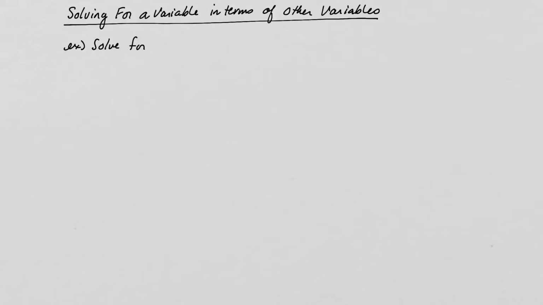solve for x. So the first one we're going to do here is going to be 5x plus 11y equals z. So if you notice in this problem, I have three variables. I have an x, I have a y, and I have a z. And the thing that I want to get all by itself is this x.